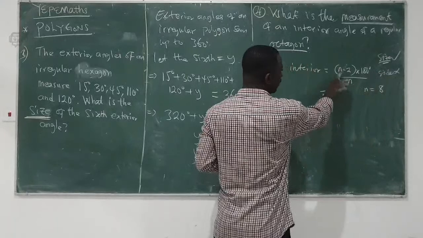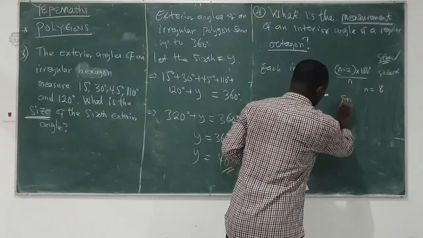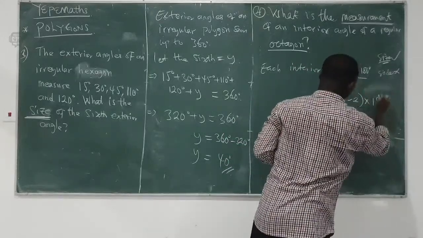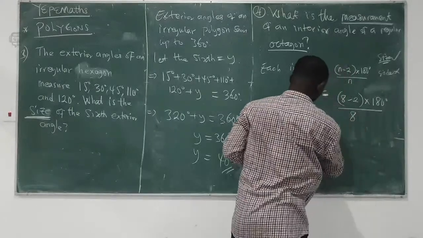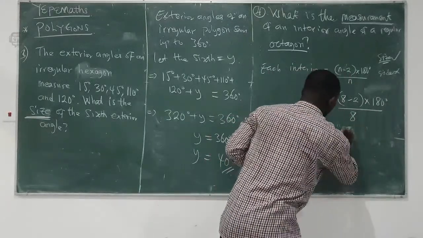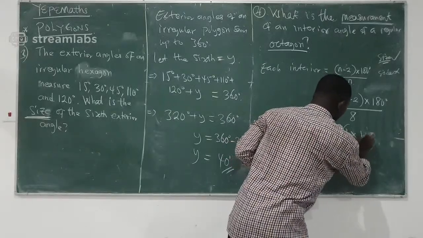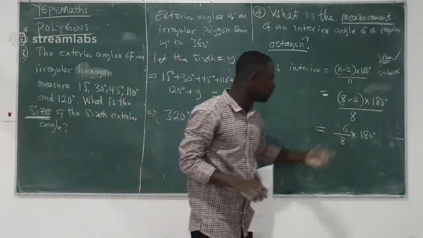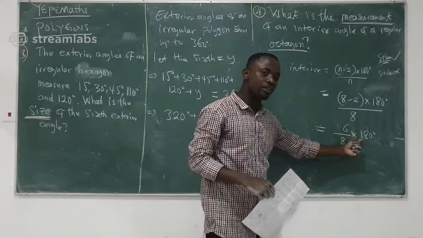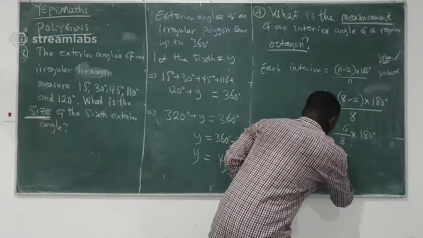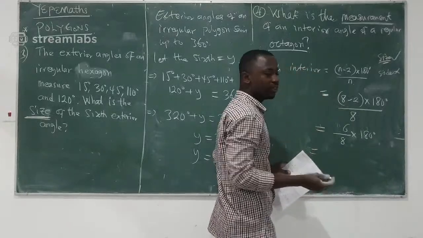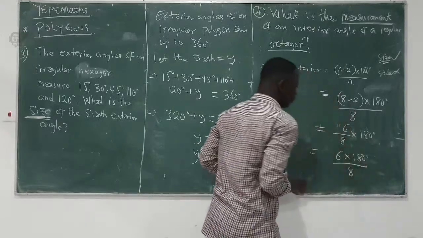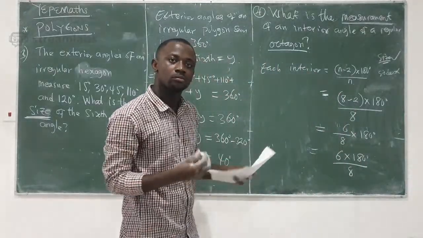Whenever you see n, you put 8 there, and that gives you 8 minus 2 times 180 degrees divided by 8. This simplifies to 6 over 8 times 180 degrees. I would advise my students not to worry about multiplying 6 by 180 first, since it will not give a number that simplifies well. So we just write 6 times 180 degrees divided by 8, and then let's look for common factors.